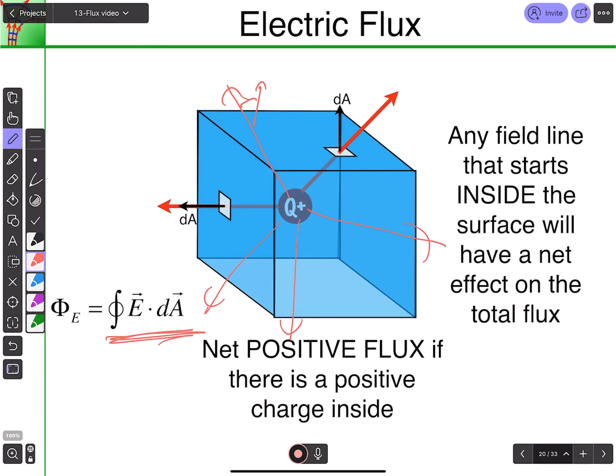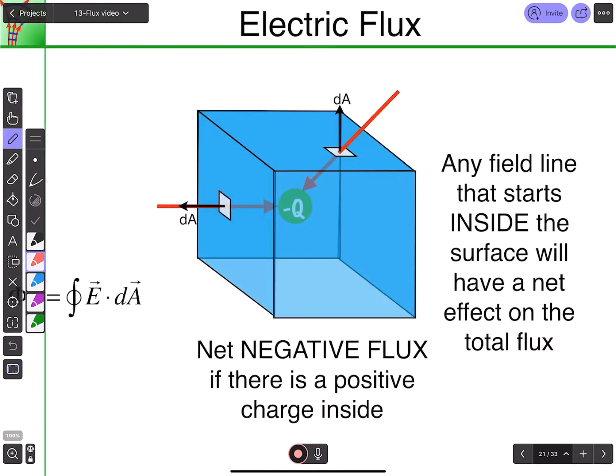And so you're going to get positive flux. So if I have positive charge inside my cube, I get positive flux. And the opposite is true if it's negative, right? If you look here, if I have negative charge, remember all the electric field lines for negative charge point into it, like so.